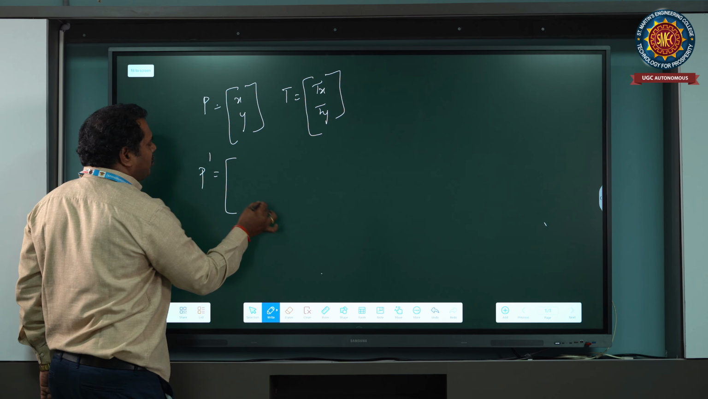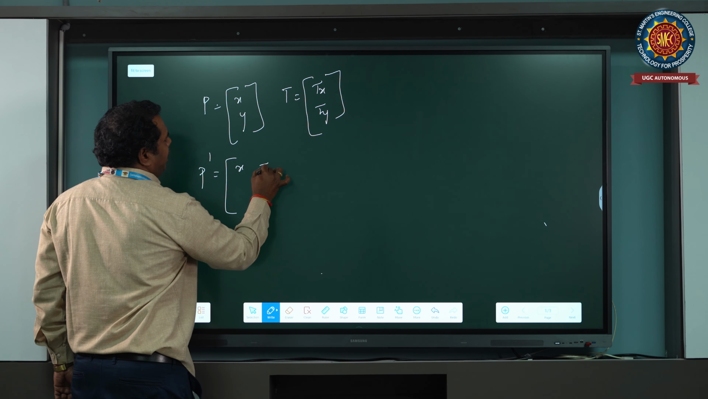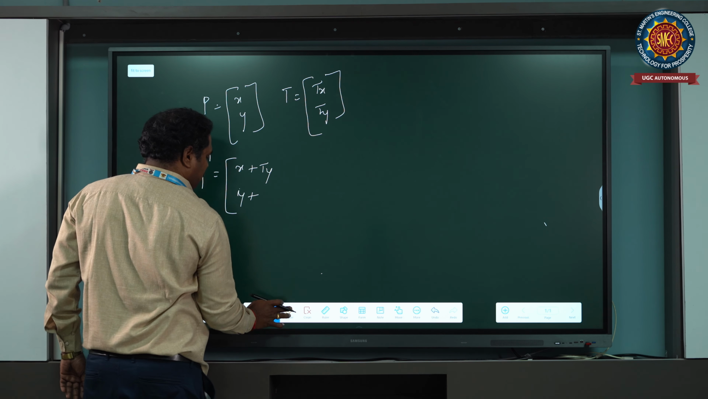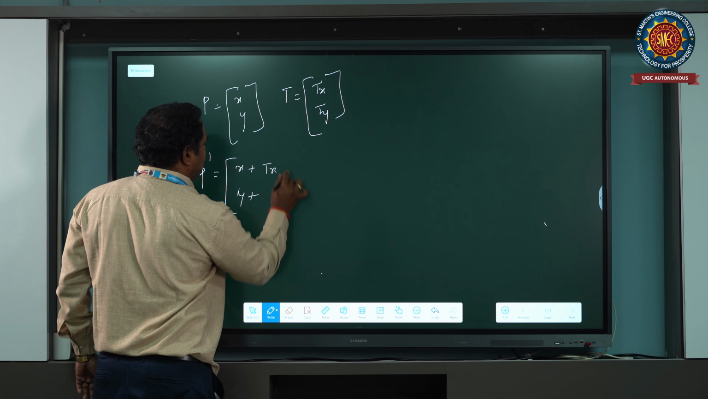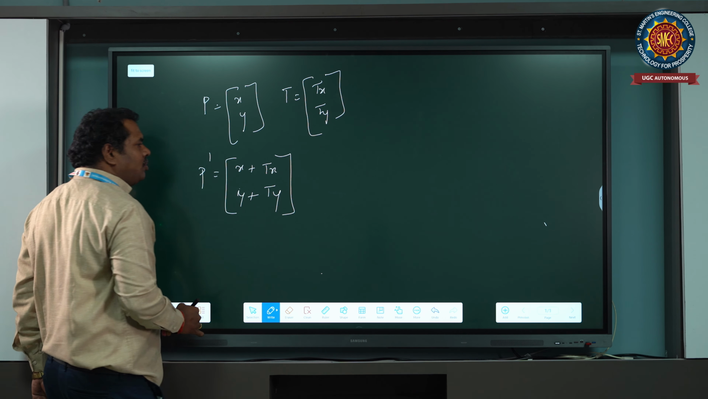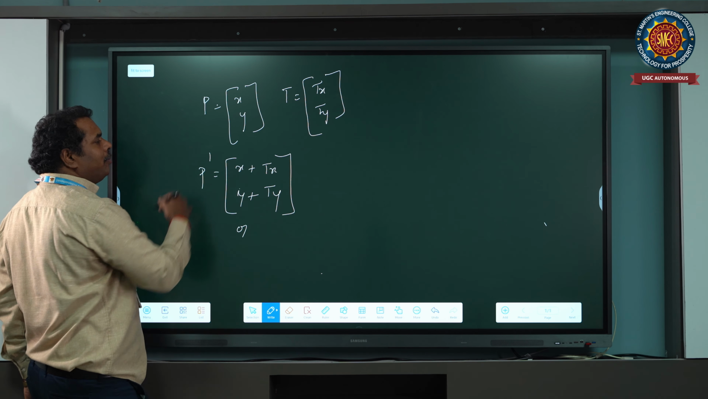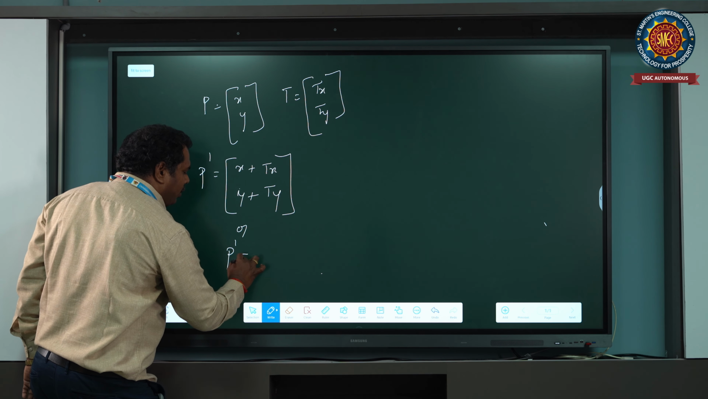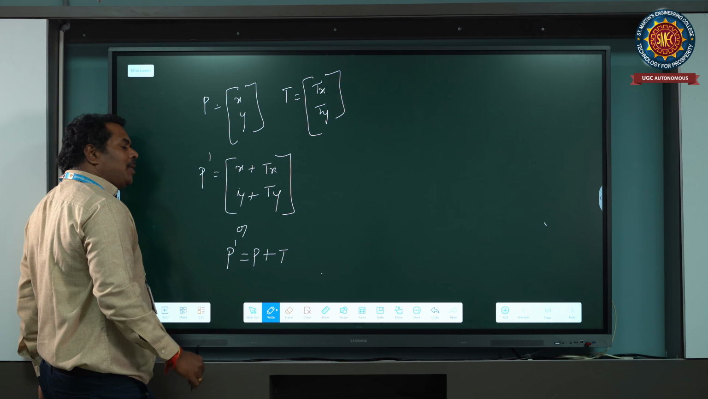We are going to find out P bar. It will have a matrix representation. You are using the column matrix representation form: x plus tx and y plus ty. Based upon these values, you are finding the new points. Here you need to write it down as a column matrix representation. We are going to write P bar equal to P plus T only.